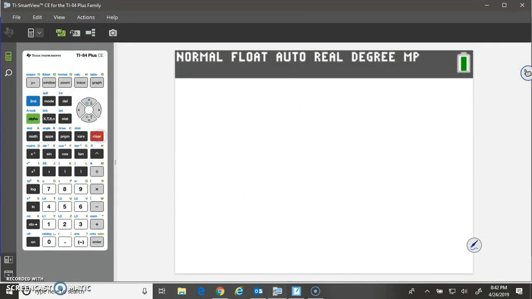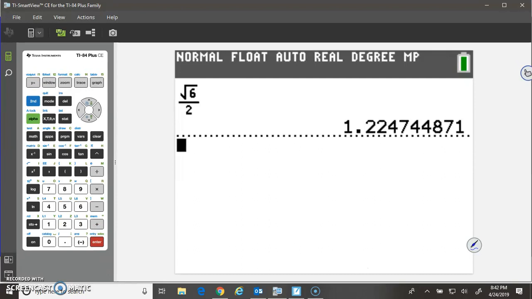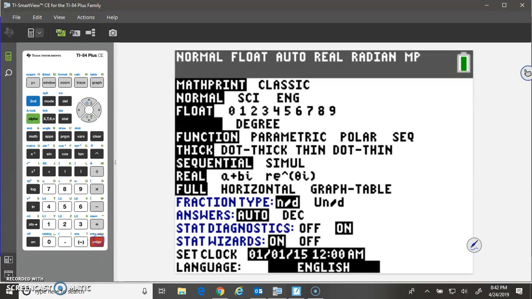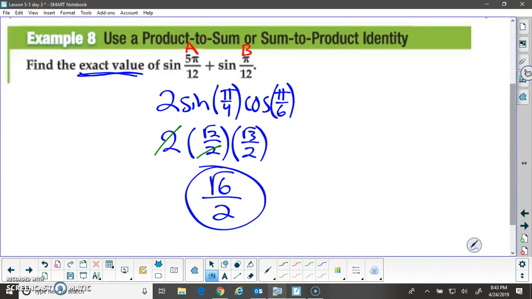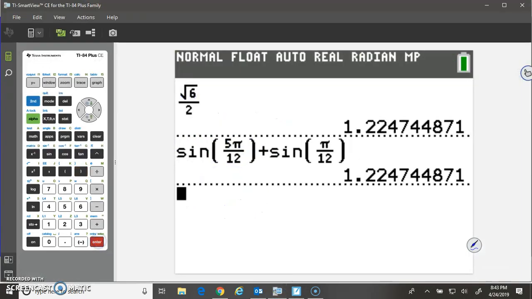I'm going to use the calculator to confirm this by doing square root of 6 over 2. And then comparing that to the original expression, which is in radian measures. So I'm going to switch my mode to radians. And then I'm going to type in the sine of, I believe it's 5 pi over 12, and then that's plus the sine of just pi over 12. Let me just double check that. Looks good. So now if we hit enter, we should get the exact same decimal. This confirms that we've got the exact value.